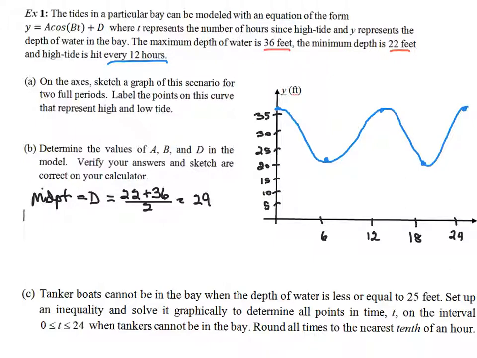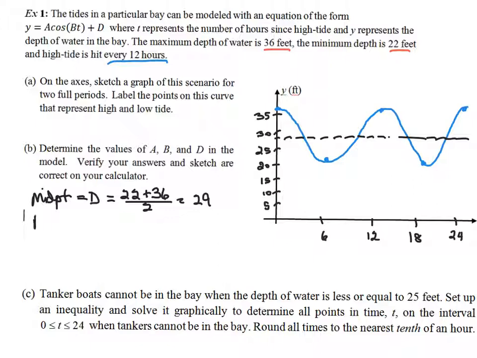So on my graph, I can put that on there as a dotted line at 29. And I see that that makes sense. I do definitely have half of the graph above and half below. And that's going to be my D.